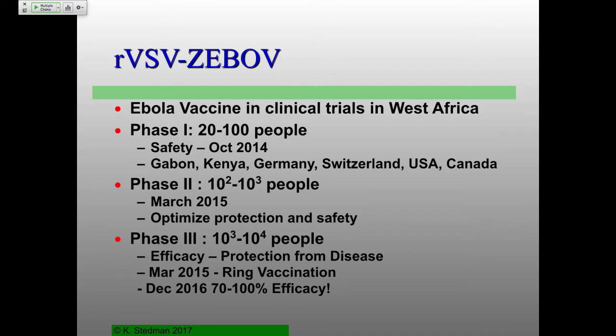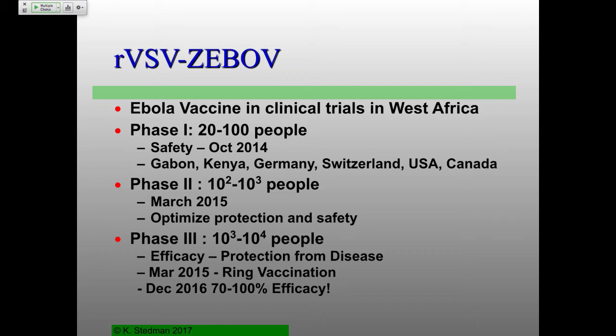So RSV Zebov, so recombinant vesicular stomatitis virus, Zaire Ebola virus, 90-plus percent of this virus is vesicular stomatitis virus, and then just one protein has been put into it from the Ebola virus. And it seems to work actually extremely well. This is the vaccine that was actually furthest along when we had the outbreak in West Africa, just a few years ago now. And that's the only reason it was actually able to be tested, because people had been developing it well beforehand.